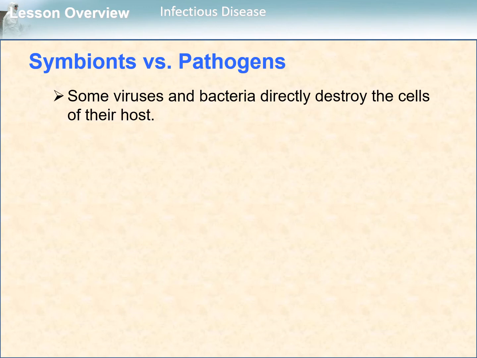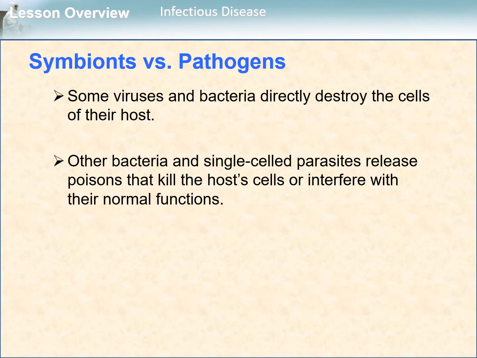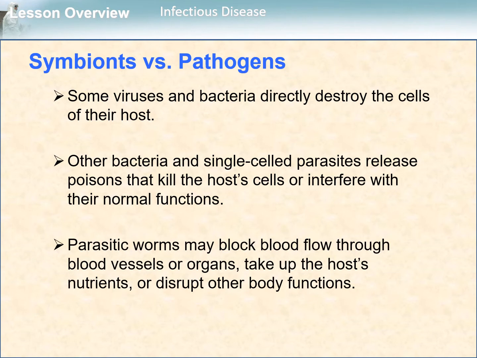Some viruses and bacteria directly destroy the cells of their hosts, while other bacteria and single-celled parasites release poisons that kill the host cell or interfere with its normal functions. Parasitic worms may block blood flow through blood vessels or organs, take up the host's nutrients, or disrupt other body functions.